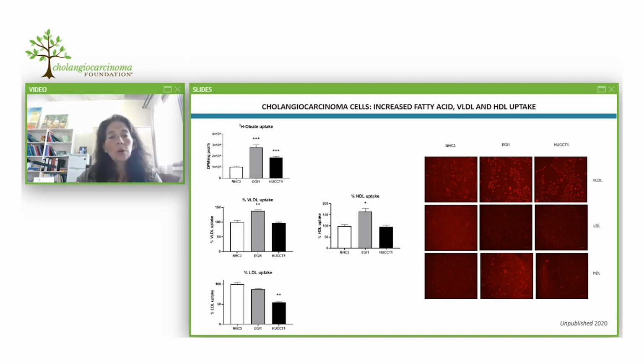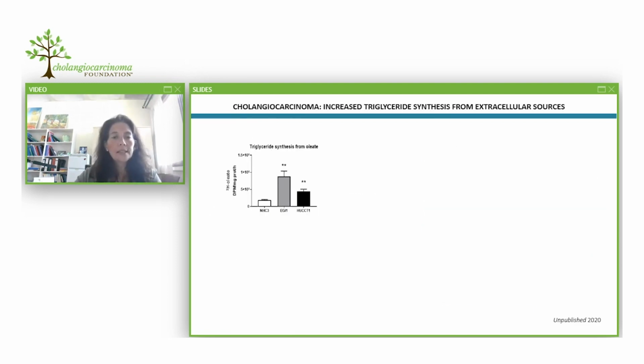So next we wanted to know what would be the metabolic fate of these fatty acids. So we measured triglyceride synthesis. We found that in intrahepatic and extrahepatic cholangiocarcinoma cell lines, the TG synthesis was increased.